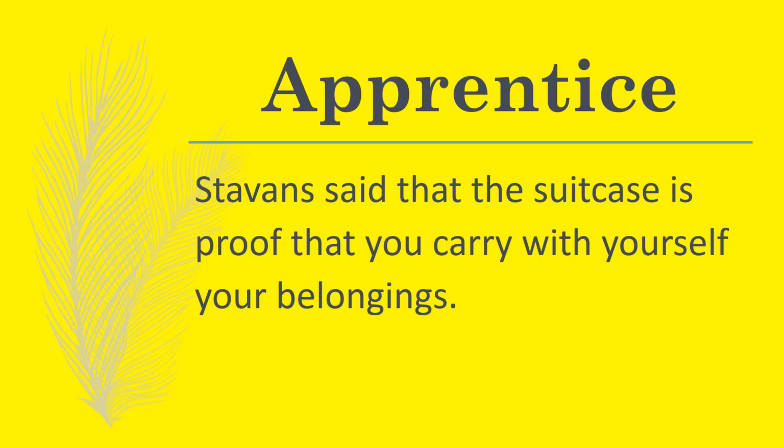So then we have the apprentice answer. This is going to be in the C range, most likely. "Stavins said that the suitcase is proof that you carry with yourself your belongings." Well, we have a direct quote here, but it's not in quotation marks. I'm not telling you exactly where I found it, and I haven't explained my evidence at all. So I'm still staying in the 2 column of the citing evidence rubric.